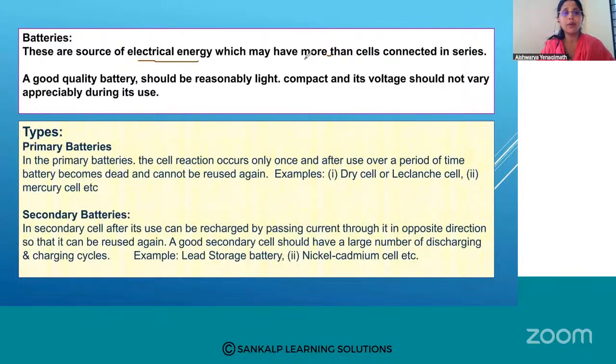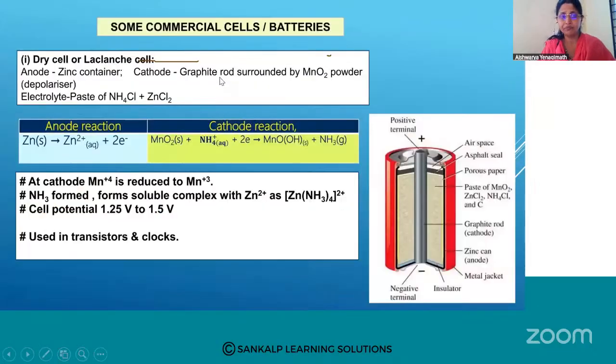So let us take primary cells first. Primary cells are used only once. The reaction happens only once; once the reaction has occurred, you cannot reuse it again and again. So this is my primary battery or primary cell. The most familiar type of primary cell is the dry cell, and this is the picture you are seeing. This is the picture for the dry cell. Can you see here?